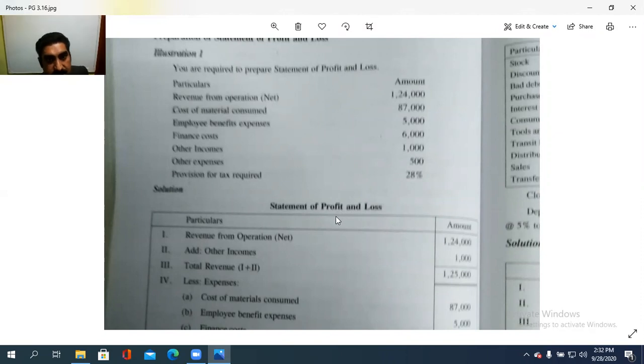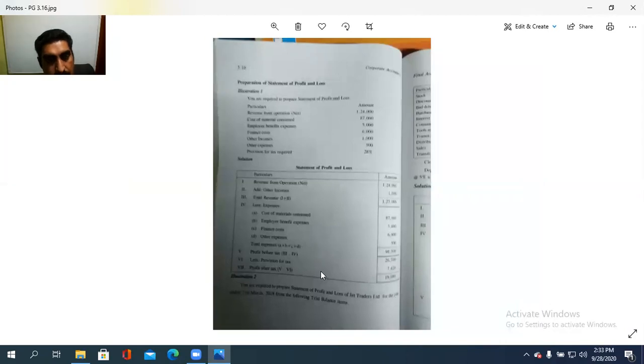Then we deduct the expenses from that. So take the total of the expenses and deduct it from the total revenue. So we get the profit before tax and before extraordinary item. If there is any extraordinary item, that is to be adjusted here. In this problem, there is no extraordinary item. Only tax is there, that is to be adjusted, and we get profit after tax.